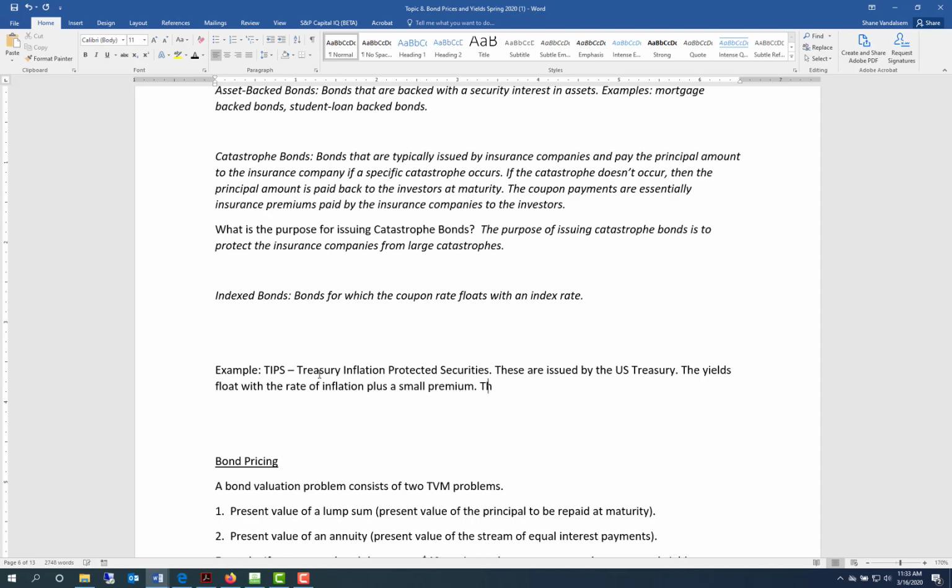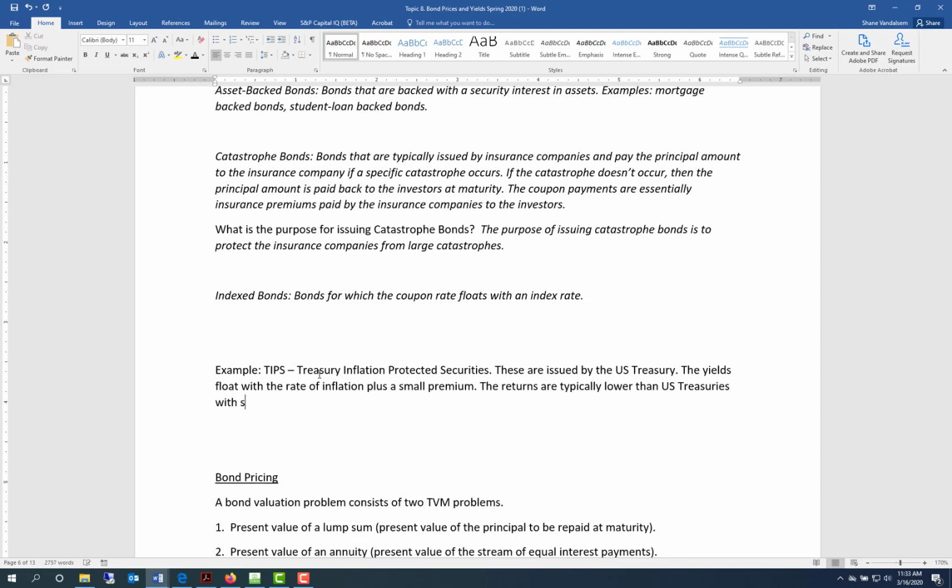The returns are typically lower than U.S. Treasuries with similar times to maturity. The purpose of these TIPS is to protect investors from an unanticipated increase in inflation.